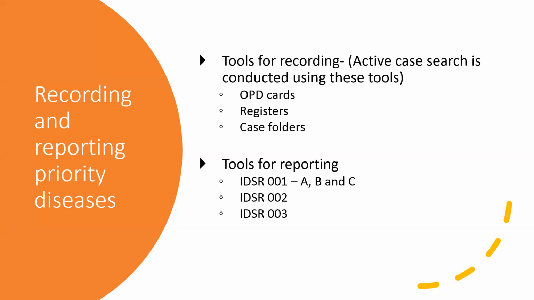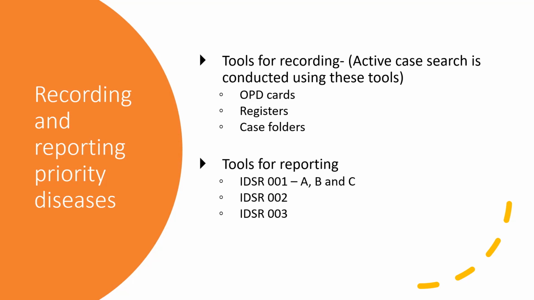So the tools for recording, where we get information that feeds into the integrated disease surveillance and response system, is from outpatient department cards. We get it from clinic and health facility registers, and from case folders or case notes. All right. These are the tools where you can actually come and get information about any disease that you're interested in that has been seen, assessed by a healthcare professional, healthcare practitioner, and recorded.